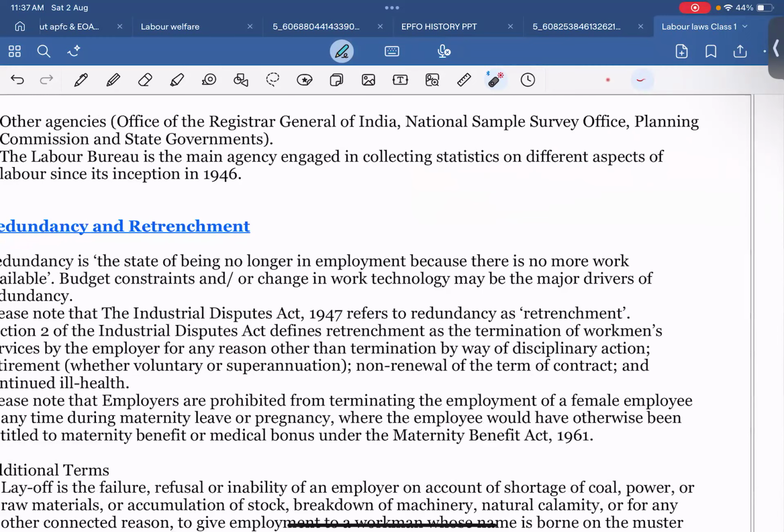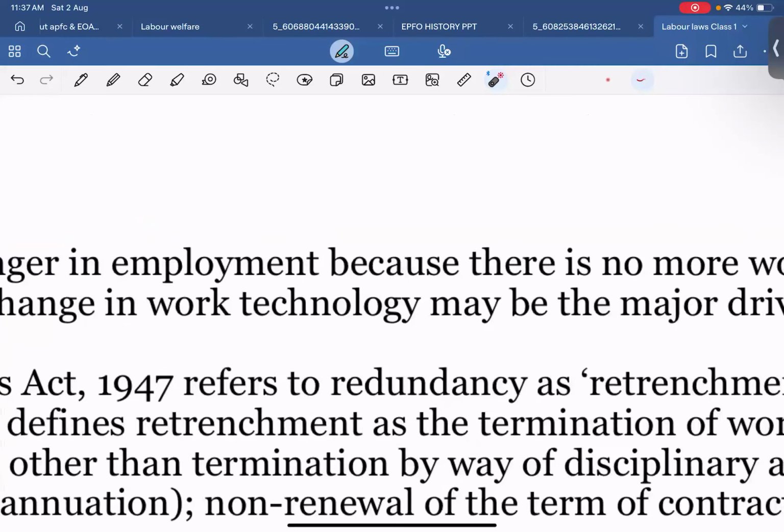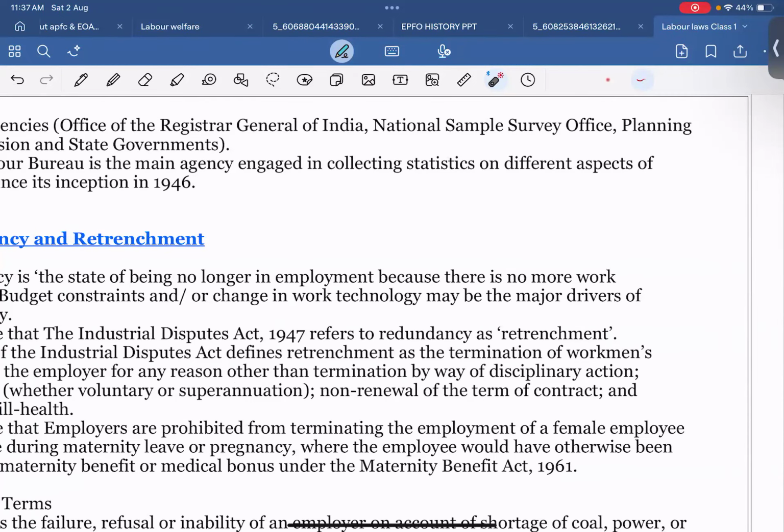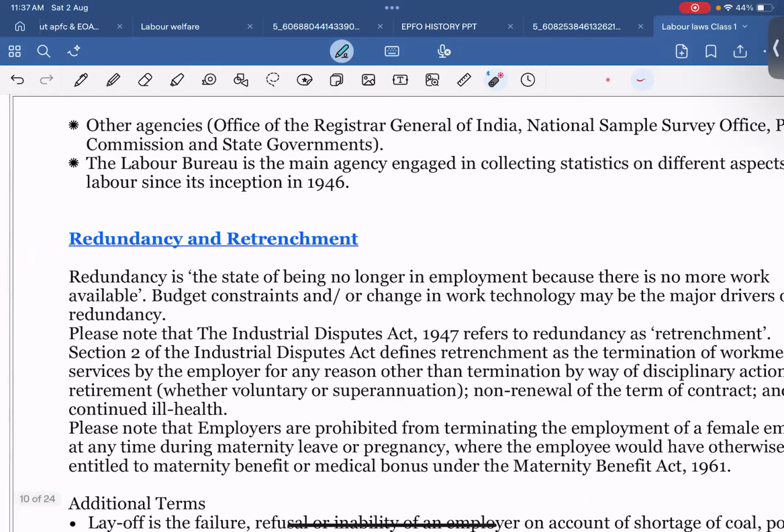Or suppose you have a constraint in your budget. You are thinking that now we will start the construction work after a few months. Then again those four laborers will leave your home because they still don't have work to do. Okay. So those are the things: budget constraints, or there is no more work, or change in work technology.